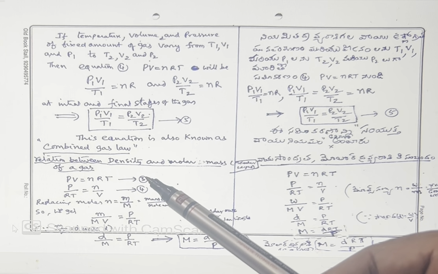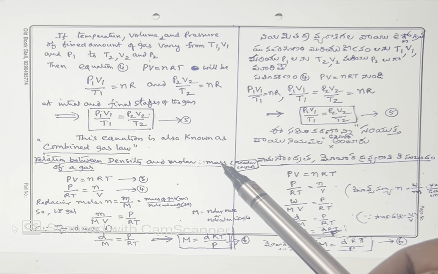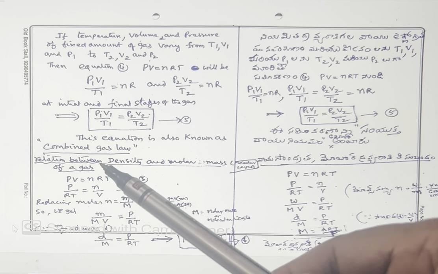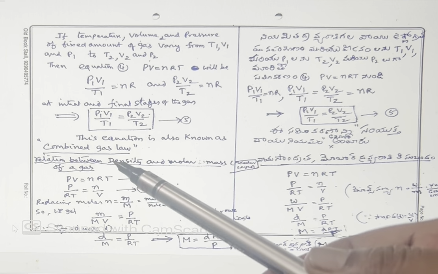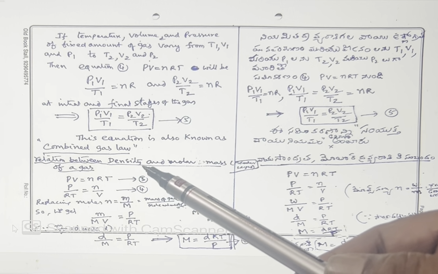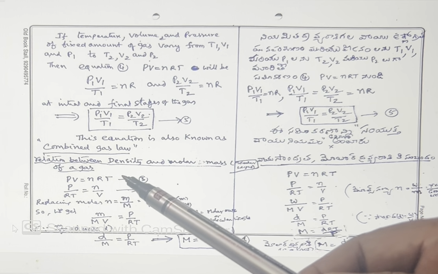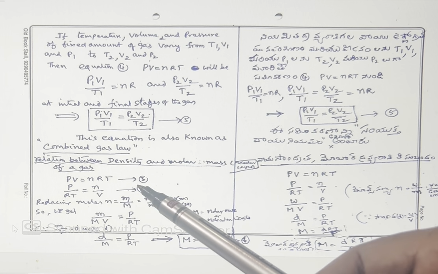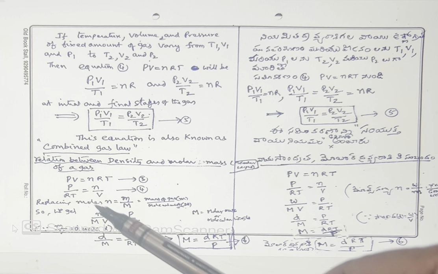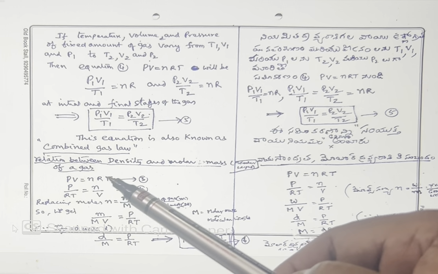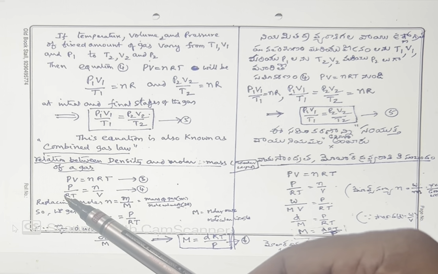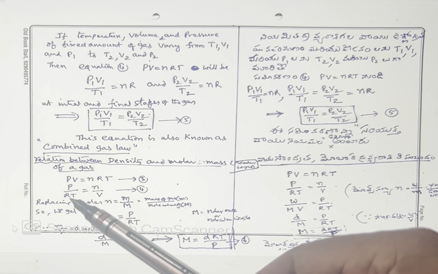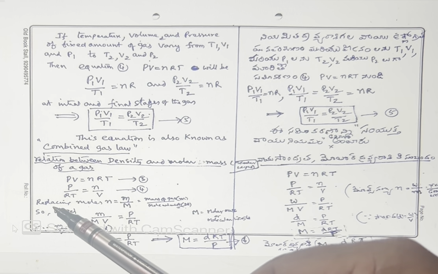Now, let us see the relation between the density and the molecular weight or molar mass of the gas. He may ask: find the relation between density and molar mass from the gas equation. So, PV is equal to nRT, the ideal gas equation. RT is brought to this side and V is brought to the other side: P by RT is equal to n by V.